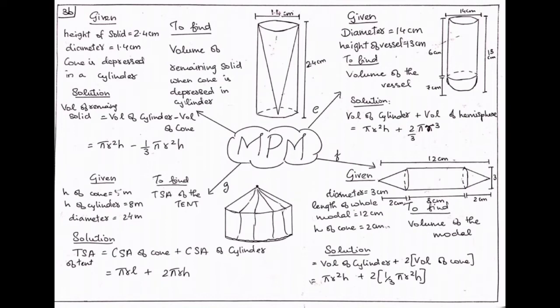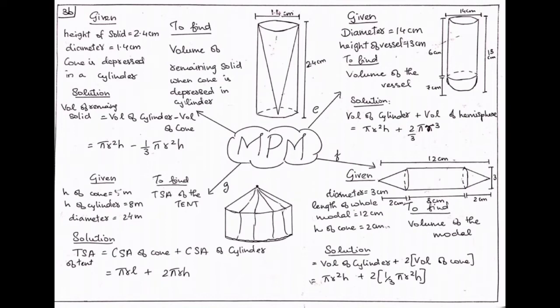Next, we have a shape in the form of a cylinder with 2 cones attached to its 2 ends. They have given us the diameter as 3 centimeter, the length of the whole model as 12 centimeter and the height of the cone as 2 centimeter. So as the volume is to be found, the formula will be volume of cylinder plus 2 into volume of cone, as there are 2 cones. So it's written as pi r square h plus 2 into 1 by 3 pi r square h.